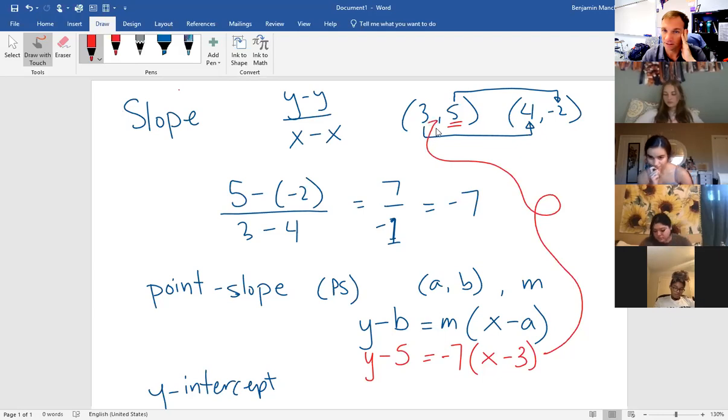So we're using this point in order to write this in point slope form. We could have also used this point over here. There's nothing special about the point (3, 5). We could have also used (4, -2).